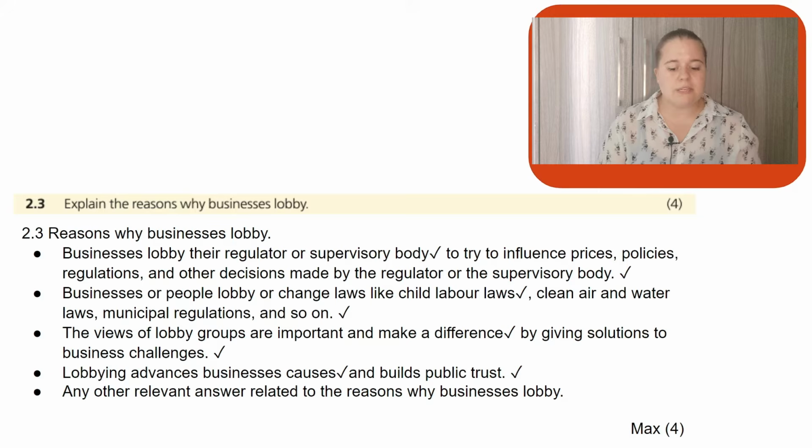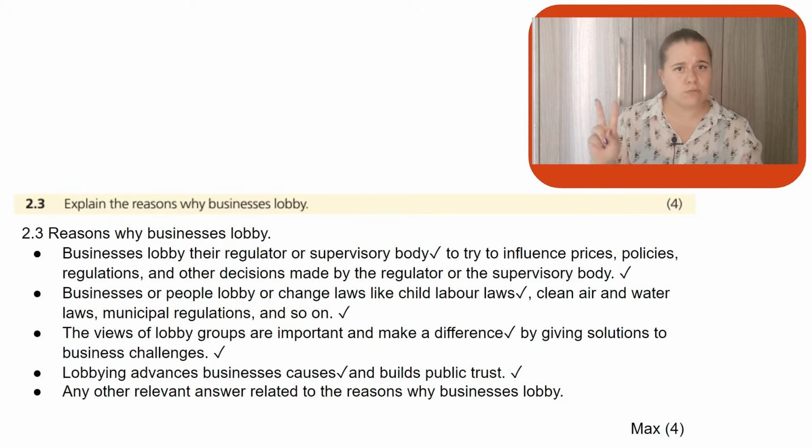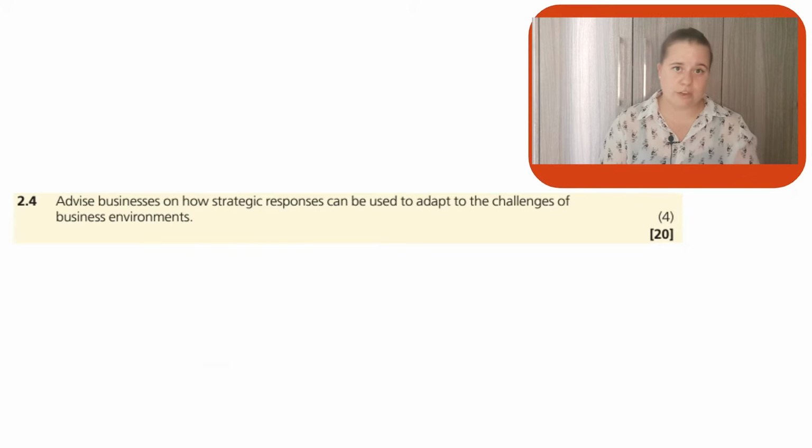Then next one, businesses or people lobby to change laws like the child labor laws, clean air, water laws, municipal regulations, and so on and so forth. The views of lobby groups are important and they make a difference by giving solutions to business challenges. And lobbying advances businesses' causes and it builds public trust. So again, you can see 2 marks per fact, even though they split. So we need 2 bullets there of any of the following.